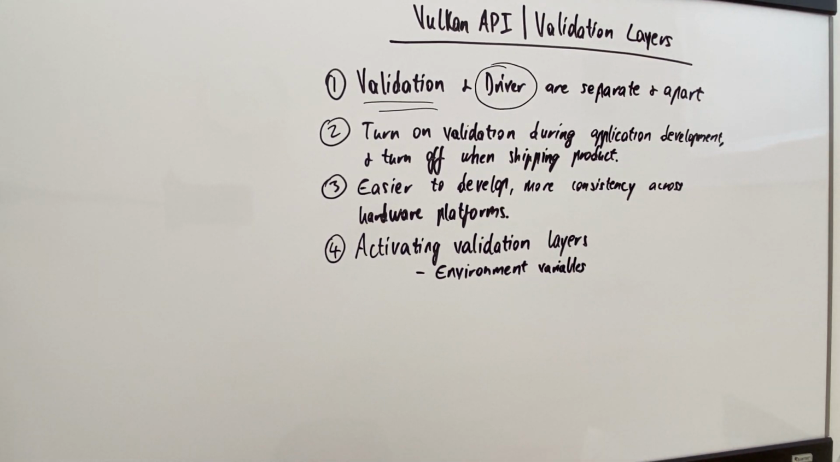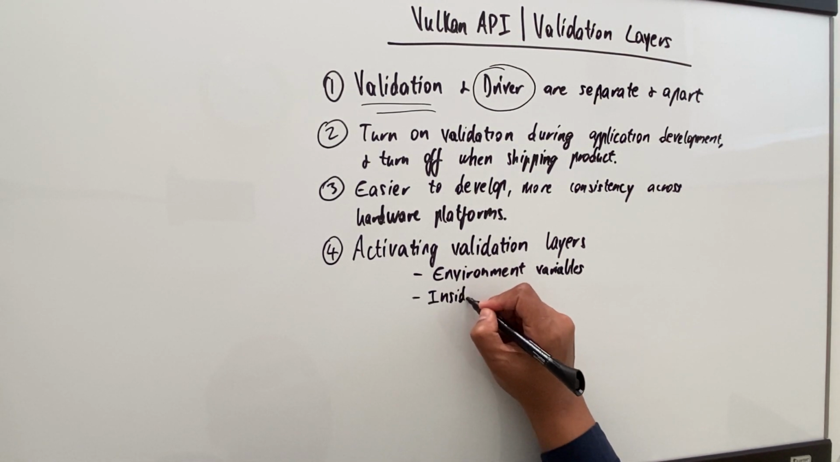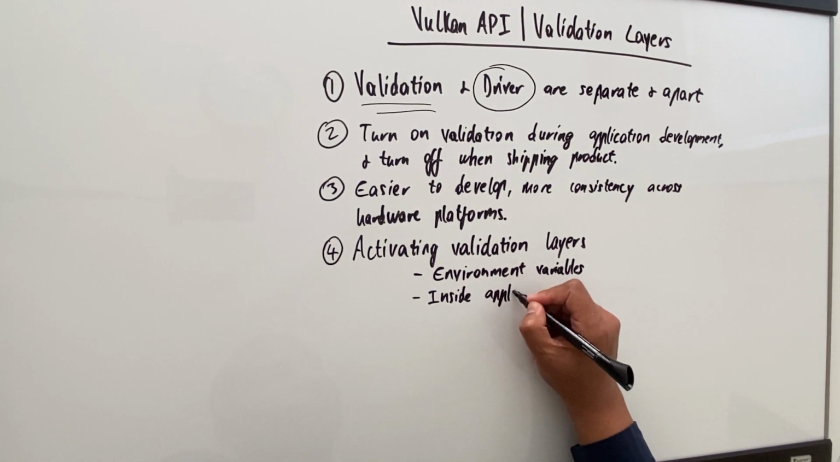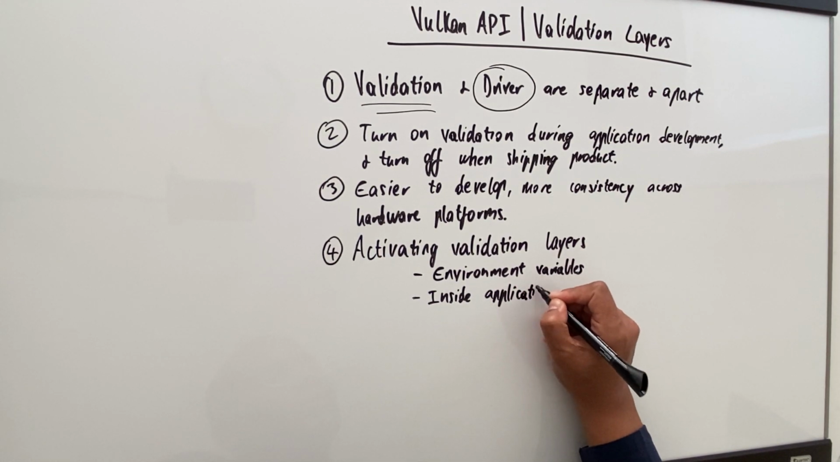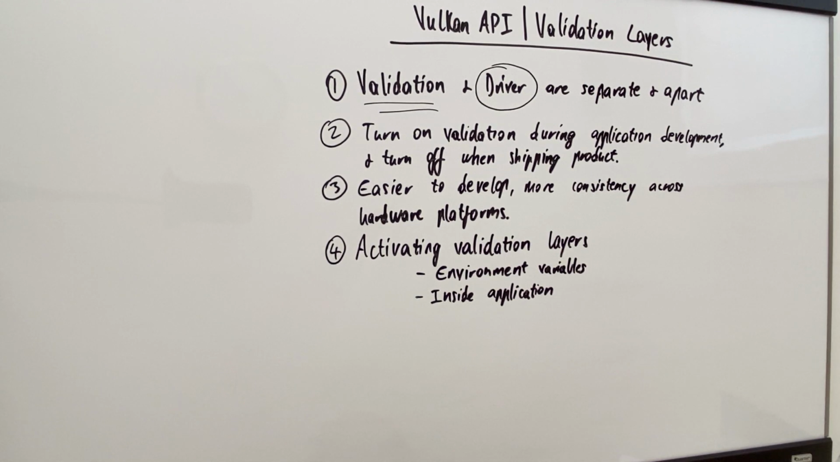You could do it from environment variables, and you could do it from inside the application. Okay? So basically, you could set a variable inside your application and then do an if statement. If the if statement is true, validation is on. If the if statement is off, validation is off.